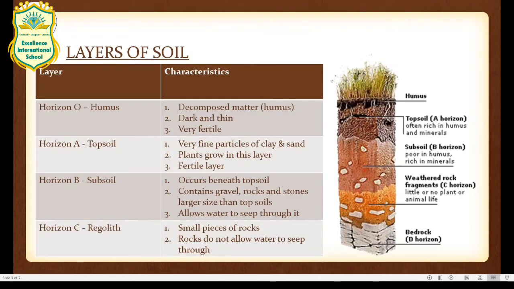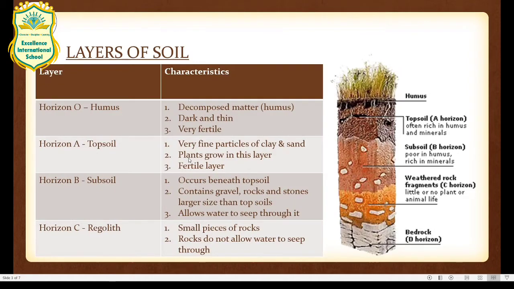Then there is horizon A, that is topsoil. This is the first layer and this is topsoil. It has very fine particles of clay and sand. Plants grow in this layer. You can see that we see plants above the surface, but the roots, can you see these roots? They extend in the topsoil in this layer, and they get their minerals and their water and air that has seeped in from this layer, that is the topsoil.